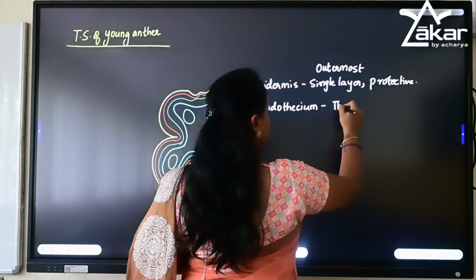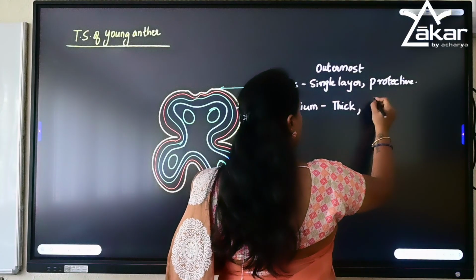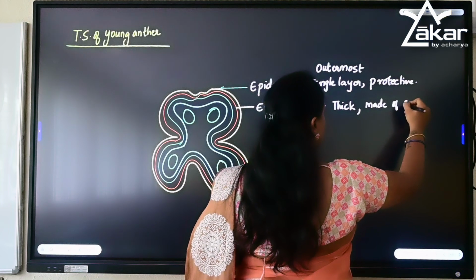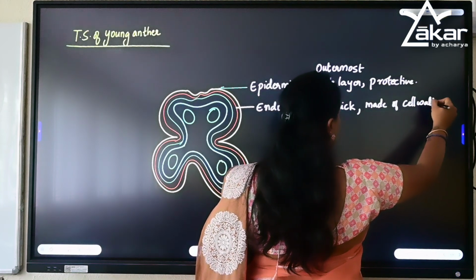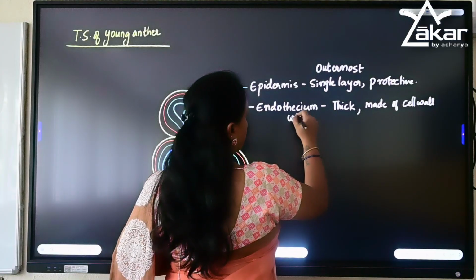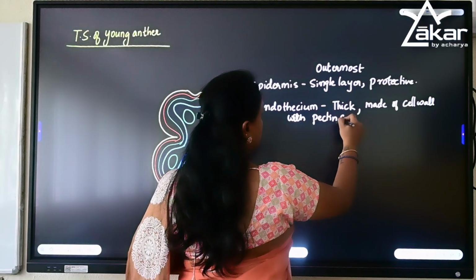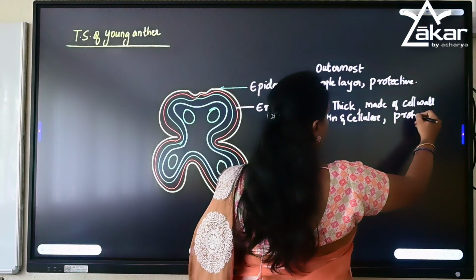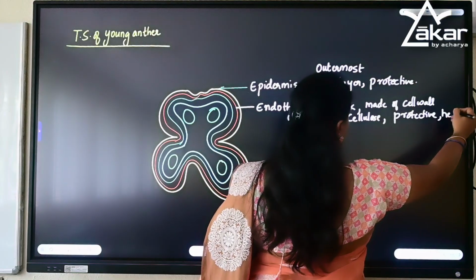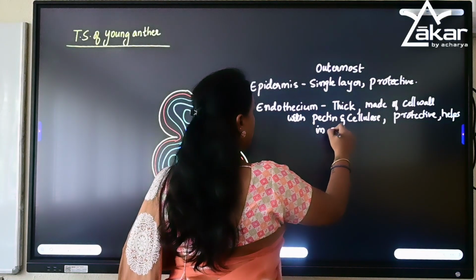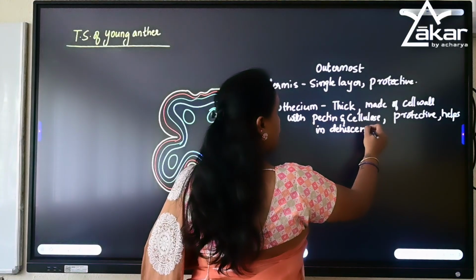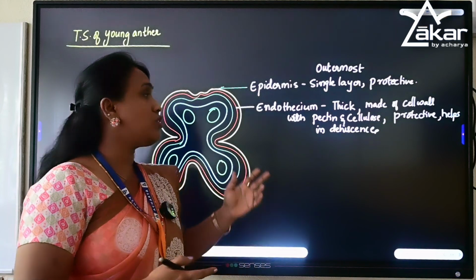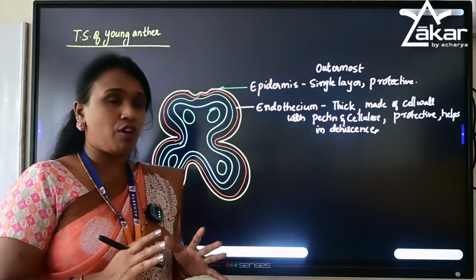This is thick, made of cell wall with pectin and cellulose, protective as well as helps in dehiscence. So when the pollen grains are produced, that pollen grain should come out of the anther. So this endothecium helps in breaking of that wall.